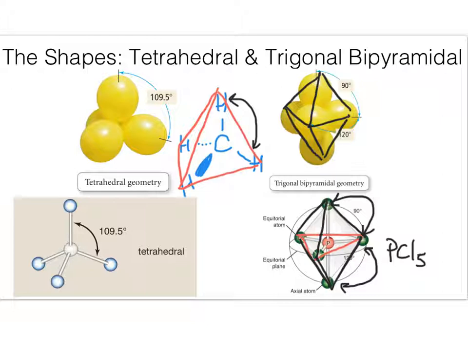And then you also have a second angle, which is exactly like it was with the trigonal planar: these are going to be 120 degrees apart from each other. So you've got both 90 and 120 degrees in the trigonal bipyramidal structure.